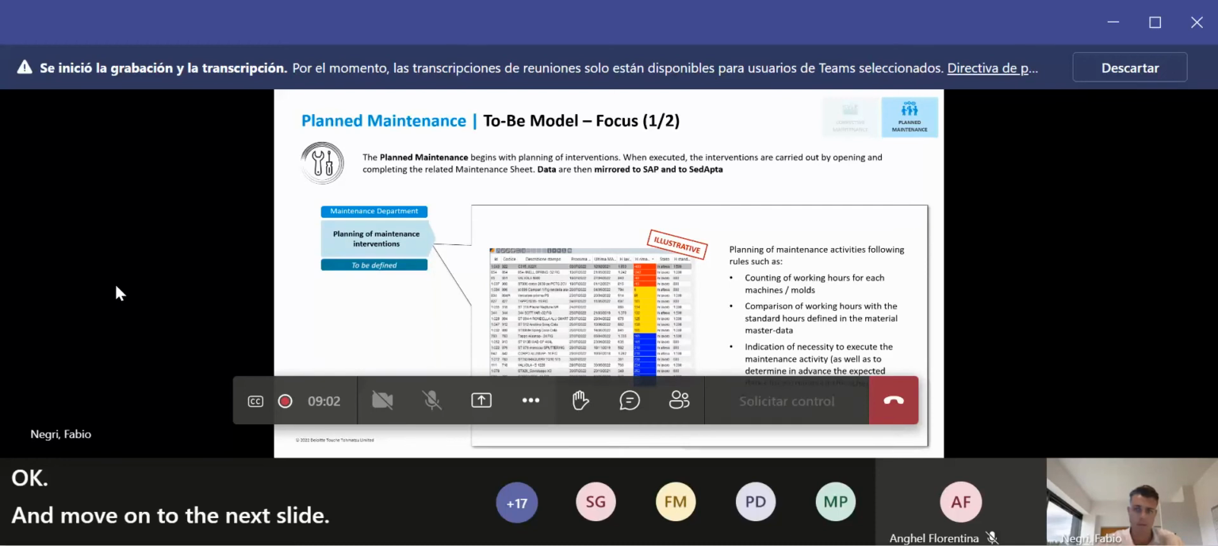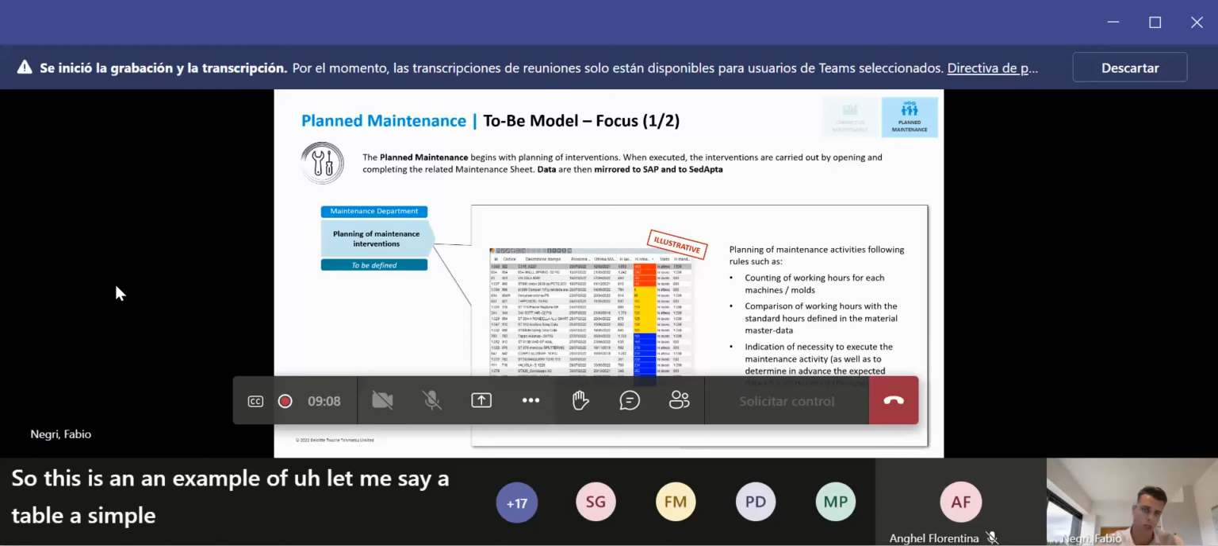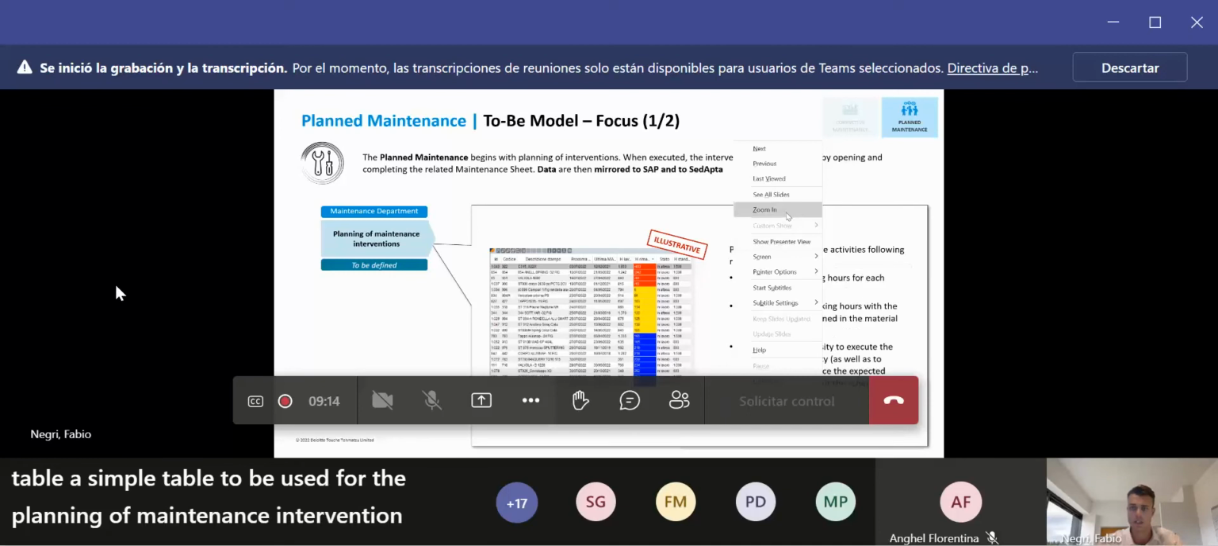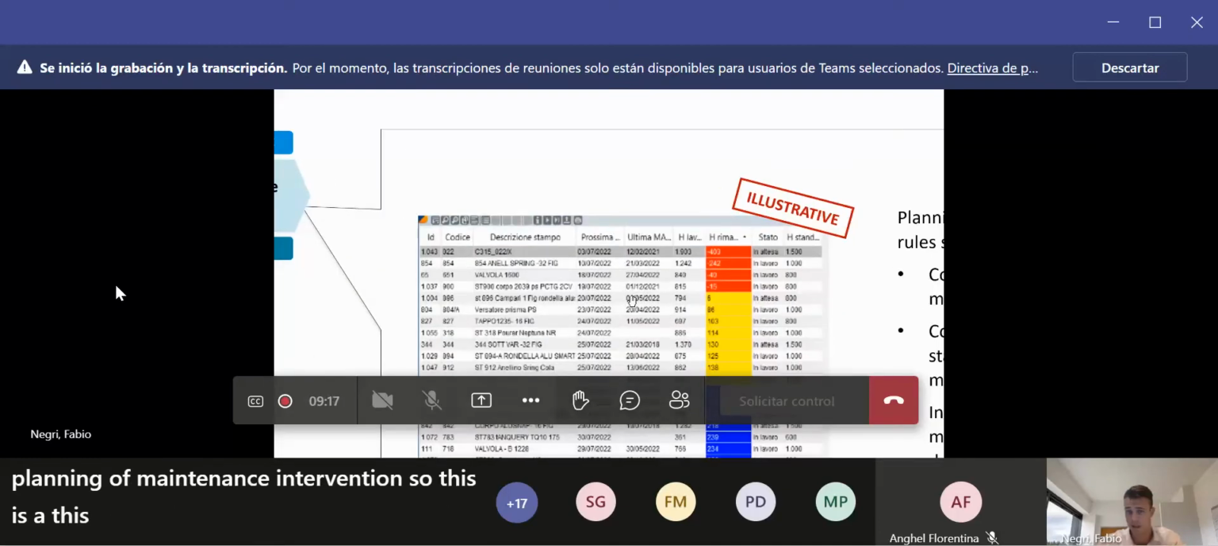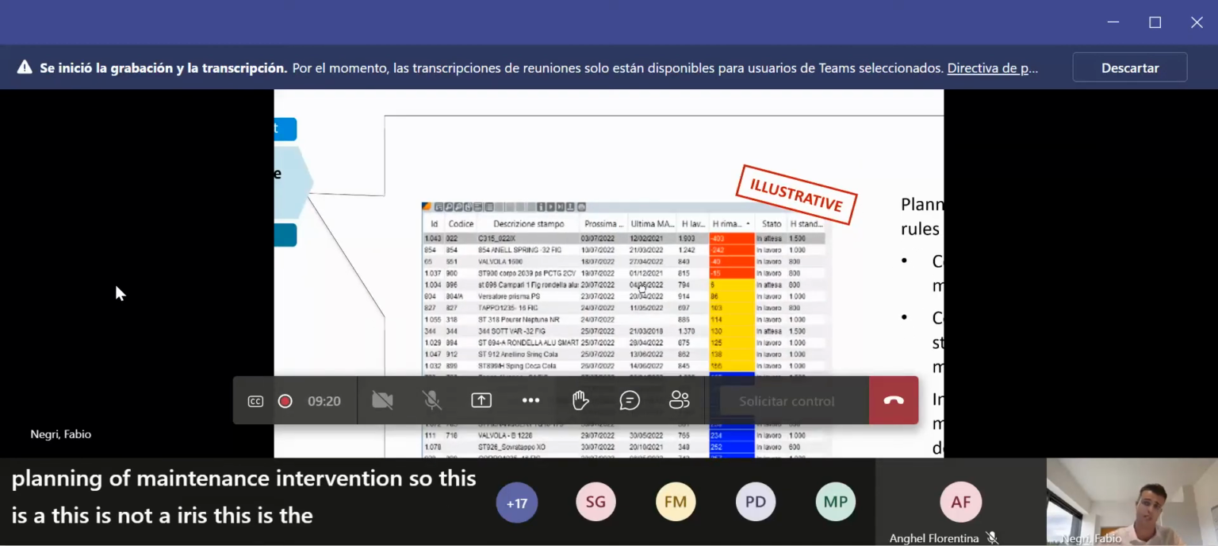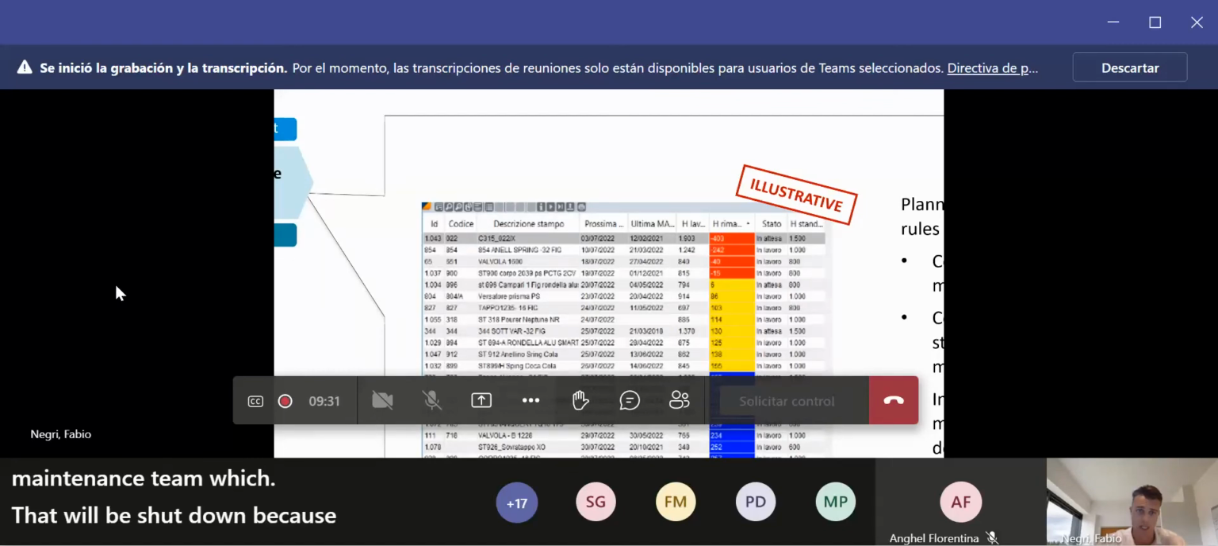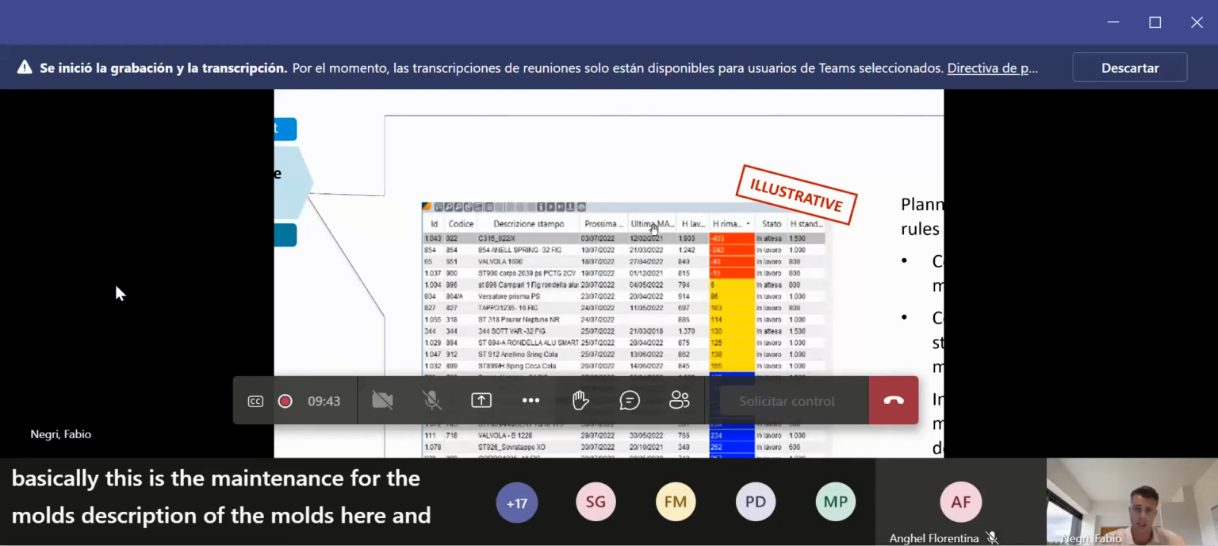So this is an example of a simple table to be used for the planning of maintenance interventions. This is not Iris. This is taken from a tool which is currently used by the Italian maintenance team, which will be shut down because it will be replaced either by Iris or SAP. Basically, this is the maintenance for the molds, with the description of the molds, and it shows the last maintenance executed.